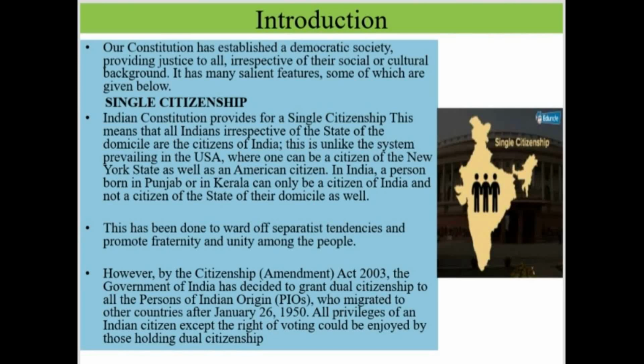Proceeding towards the introduction of our constitution with regard to the citizens and the provisions the citizens have in the constitution, let us have a basic introduction. Our constitution has established a democratic society. That means in our society, people elect their own leaders or representatives through the voting process. Hence our society is a democratic society. That means the majority's decision will prevail in the country. And in our country, through the constitution, justice is provided equally to all.